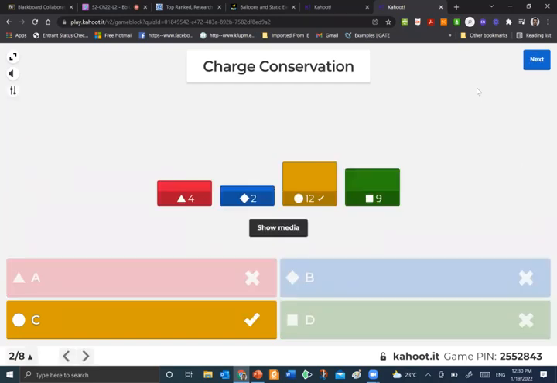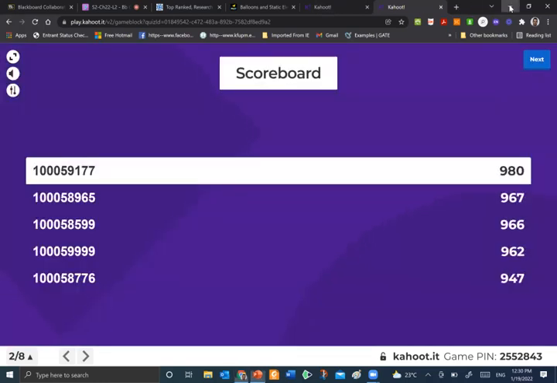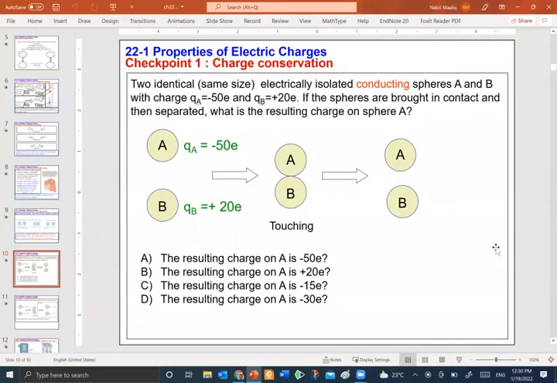Okay, so we have 12 with the correct answer, and we have 15 incorrect answers. Quite surprising. Okay, I just gave the example. All right, so let's see how we said charge is conserved.